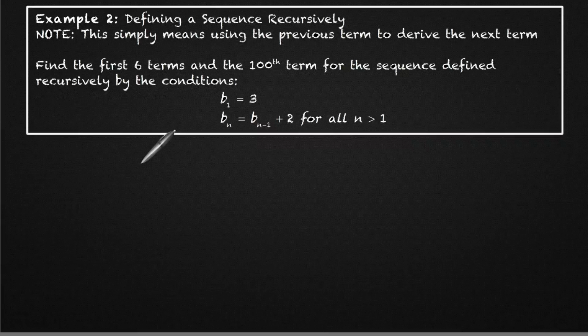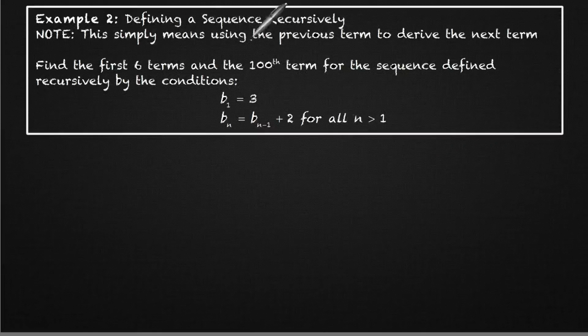Okay, we said on the first slide that there are two ways to define a sequence. The first was an explicit sequence, and once again, let's refresh that: an explicit sequence is a sequence where you generate the terms by plugging in the term number. So if you want the 50th term, plug in 50. If you want the 100th term, plug in 100.